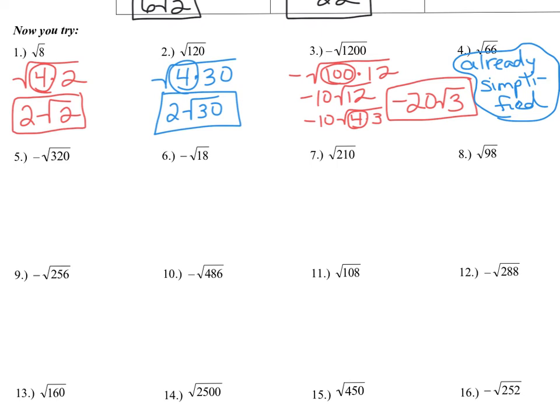All right, here you go. So if you notice, I got 2 square root of 2, 2 square root of 30. Number 3, there's a couple different ways you could do this. Again, there are 3 different ways you could start this problem.